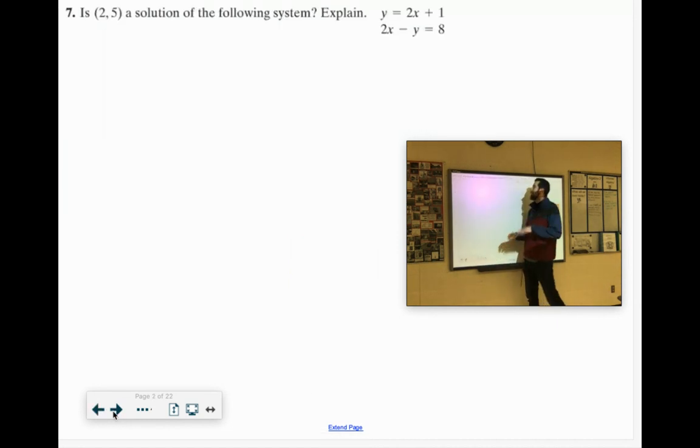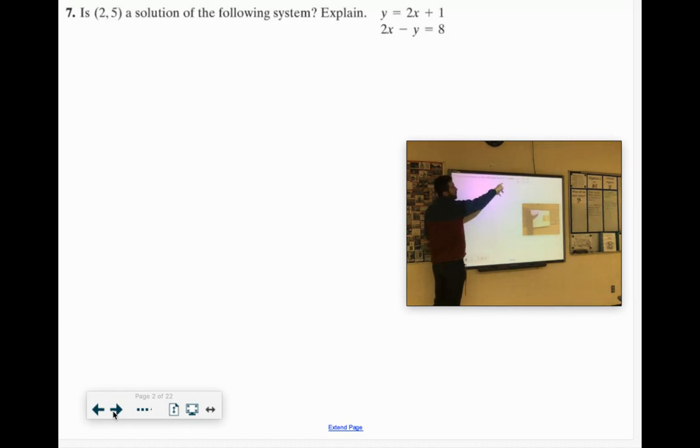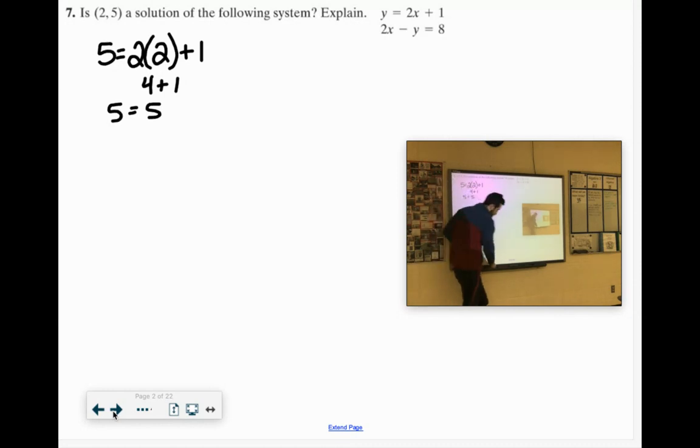There we go. Is 2, 5 a solution to the following system? Explain. I don't know. We have to check. So if we sub it into that first equation, y is 5. So 5 equals 2x plus 1. So if we solve that, 2 times 2 is 4. Plus 1 is 5. So yes, 5 equals 5, yes.